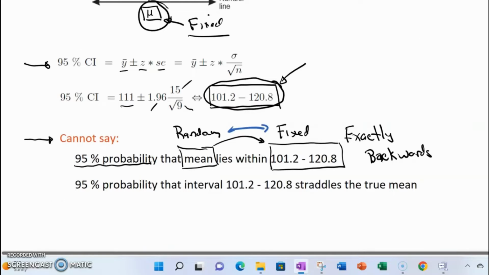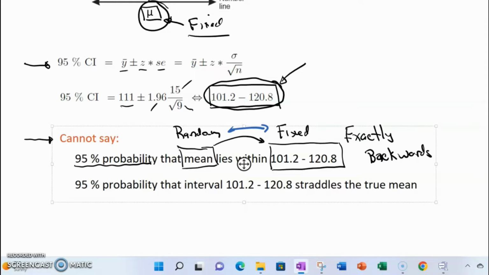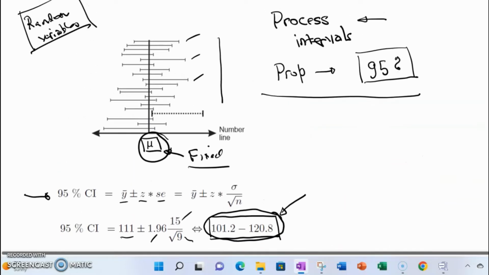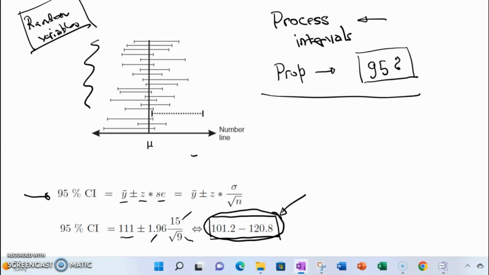The next thing is a little bit more subtle. You can't say that this particular interval has a 95% probability of straddling the true mean. And the reason for that is that what I've shown here is a whole bunch of confidence intervals, most of which straddle the true mean, one of which didn't. But you only do the experiment once. You only get one particular value. In this case, we got this particular value. But all we see is this value.